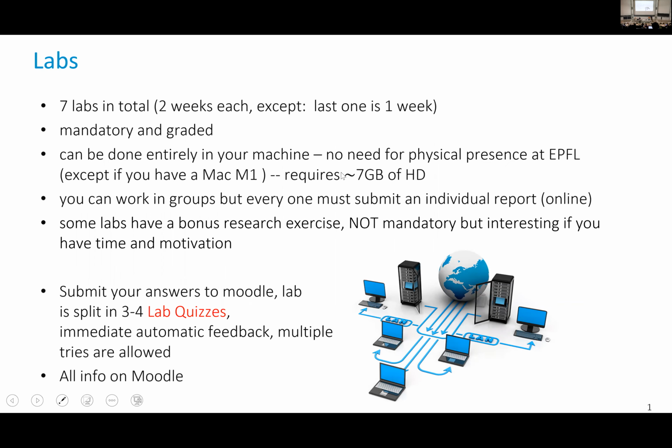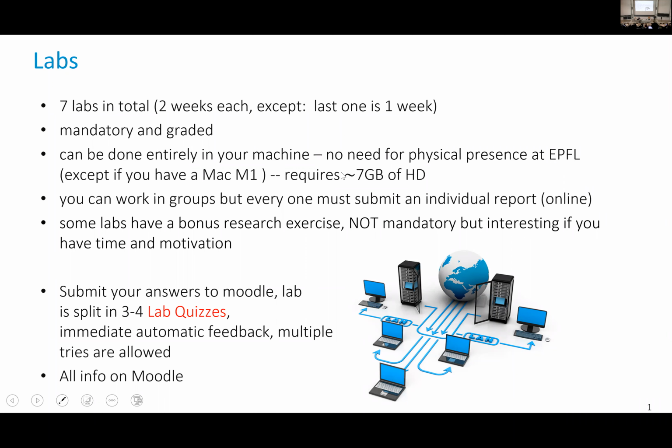As I mentioned, we will do labs. The labs are very important because this is where you will do for real the stuff that we see here in the lecture. So from PowerPoint to real stuff. There are 7 labs. The last one is only 1 week because the semester will come to an end. They're all mandatory and graded. They can be done entirely on your machine.